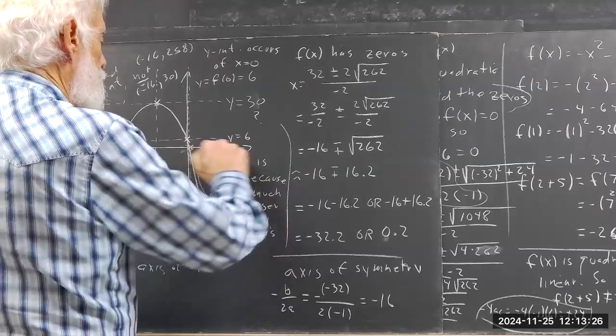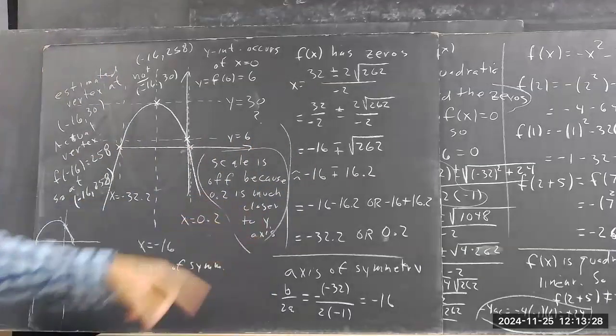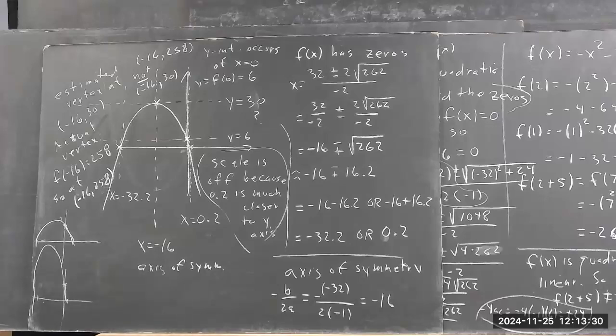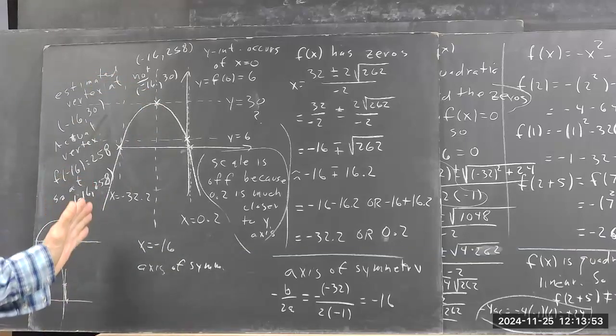The scale's off. We think 0.2 is much closer to the y-axis. And we can see what the implications of that are. If this is the y-intercept and this is the 0, then the graph is only about this steep between here and here. If the 0 is like here, the graph is much, much steeper. And the steeper the graph is, the further you got to go up to get to the vertex. Okay, so this graph could have been drawn like this.